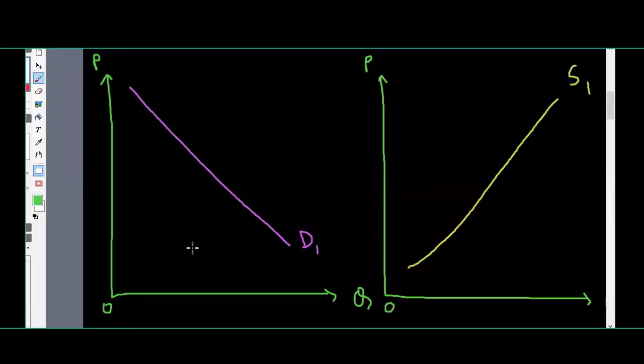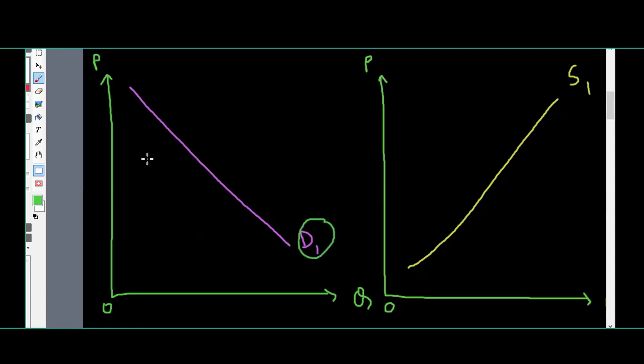For example, earlier we have already learned about the demand curve and the supply curve. That means the demand and supply situation in the market. And we are quite familiar with these two different kinds of diagrams. This is the demand curve, which is downward sloping. Price and quantity are there. And that one is the supply curve, which is upward sloping, and price and quantity are also there.